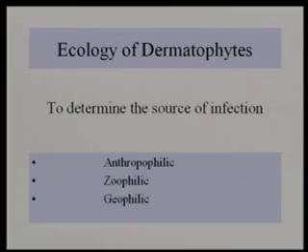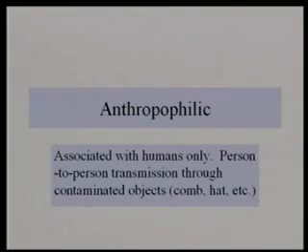And then the last group are the geophilic, in which the animals will roll around in the dirt and get it. And back on the zoophilic, cats and dogs, the pets. So you've got to ask the family if they have pets, and maybe they have to get their pet to the vet. Because if you don't treat the pet first, the people are going to just keep getting reinfected.